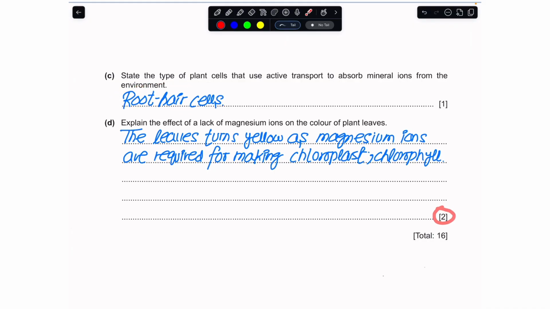And for the 2 marks, they ask us to explain the effect of the lack of magnesium ions on the color of the plant leaves. Now, what we need to understand here is that magnesium ions are important for making the chloroplasts or the chlorophylls within the leaves, and that chlorophyll pigment is green and that would make the leaves look green. So if there is deficiency or lack of magnesium, the leaves would turn yellow. And why are they turning yellow? Because there was a lack of magnesium ions, and these plants were not able to make the chloroplast or the chlorophyll. So that is why the plant leaves appear yellow.